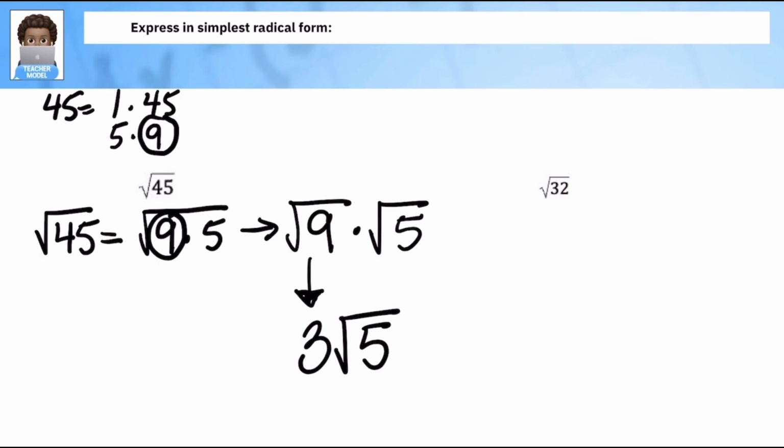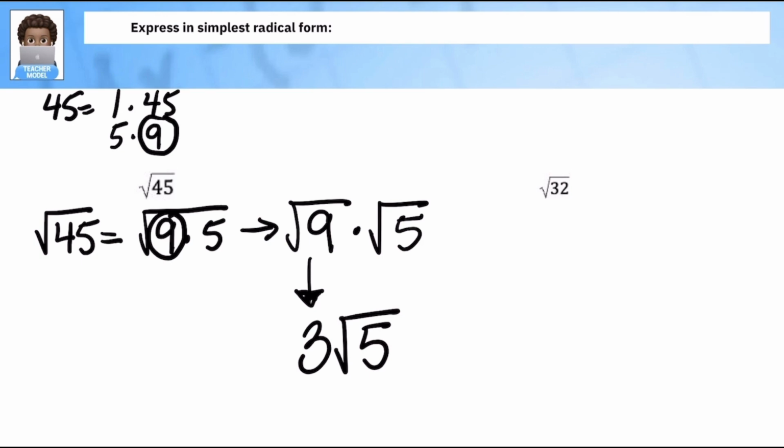Now, if you try to do this on your calculator, you're going to get a number like 6 point something, and that is not what we are working on today. We're not using our calculator as a tool. Instead, we are using what we know about factors to simplify to get to this form. This is the number we want to get to.